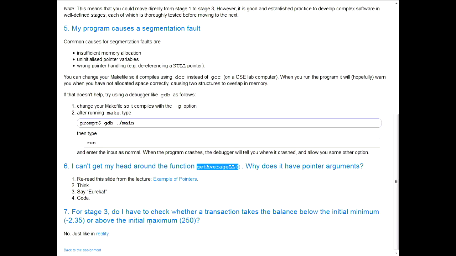And there was a question also very specific for stage 3, what happens if a transaction on one of the transport cards takes you below or above the initially allowed minimum or maximum. This is perfectly okay. I say you don't have to check it. I just didn't want to make it too complicated. Just keep it as simple as possible because this wasn't the aim and the core of that assignment.